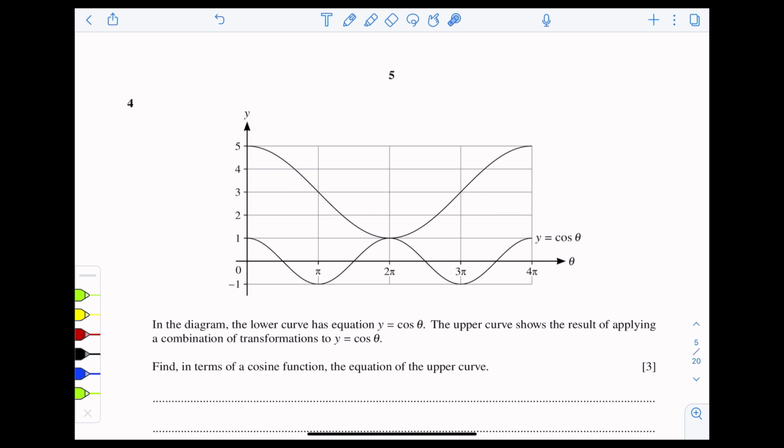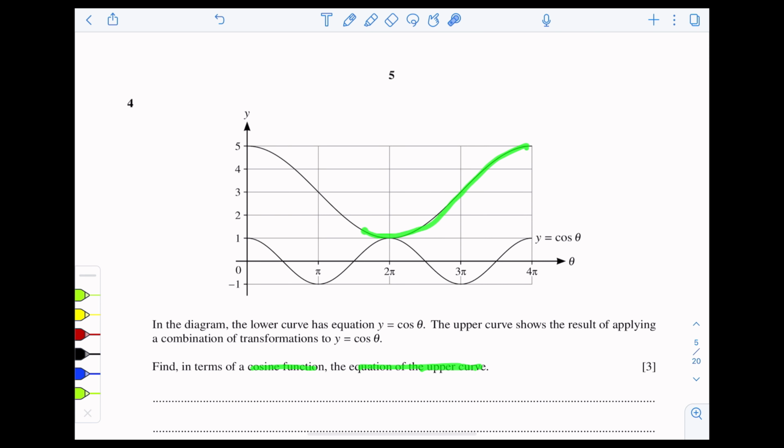Multiple transformations are used here for this curve. Original curve is this. Lower curve is the original function. The upper function comes after applying a combination of transformation to this original function. Find in terms of a cosine function the equation of the upper curve.